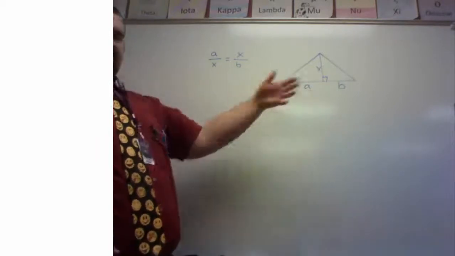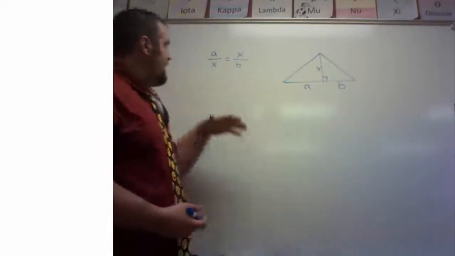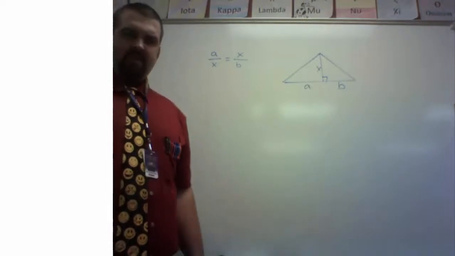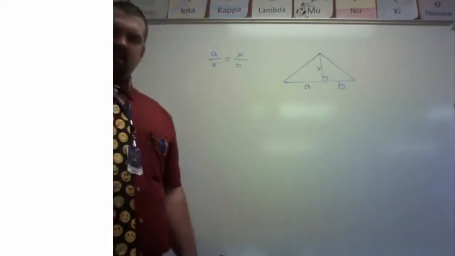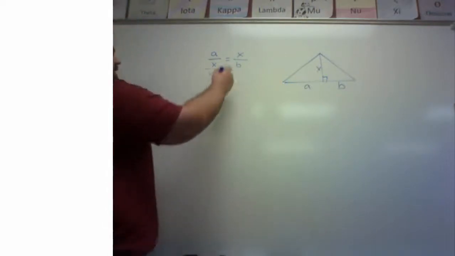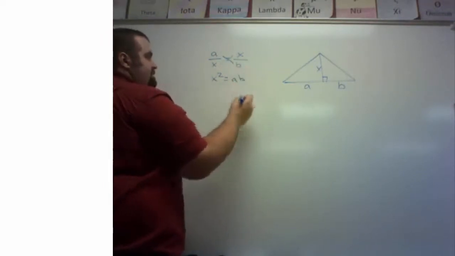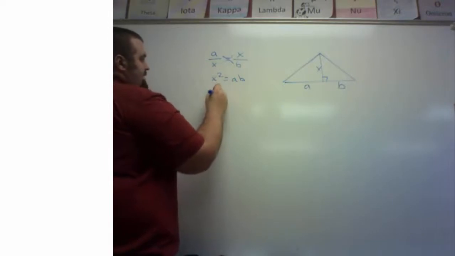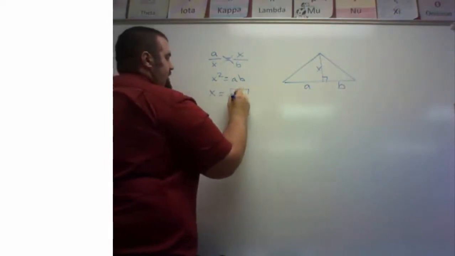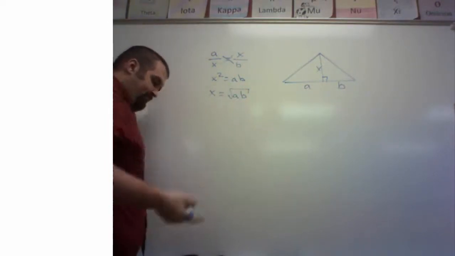But I get a shape like this, and I say, hey, it's a geometric mean. What is that number? What is its value? What is X if I know A and B? Well, if I do my cross product here, I get X squared equals A times B. And in this case, I get X to be the square root of A times B.